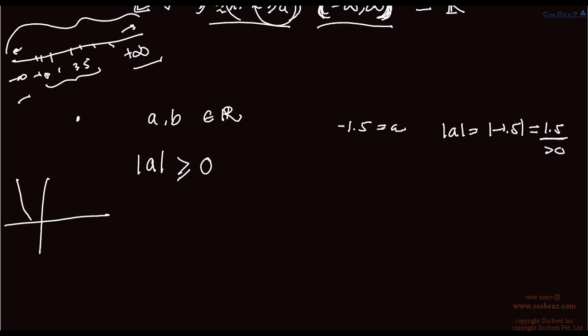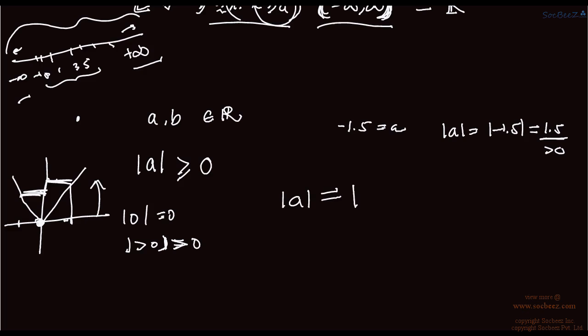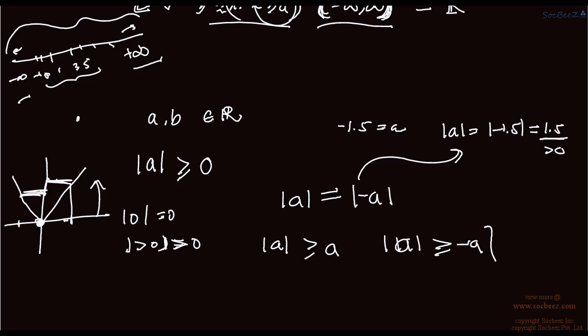The graph for modulus looks like this. If you take a negative value, it gives a positive value. If you take a positive value, it also gives a positive value. So it's always greater than or equal to 0. At 0, it gives you 0, so mod of 0 is 0, but mod of anything greater than 0 is greater than 0, of course. Now mod of a is equal to mod of minus a. Again, mod a is greater than or equal to a, and mod a is greater than or equal to minus a.